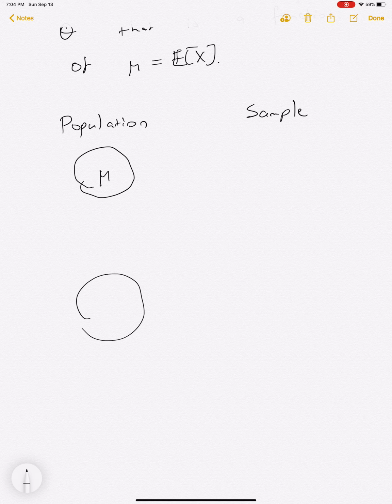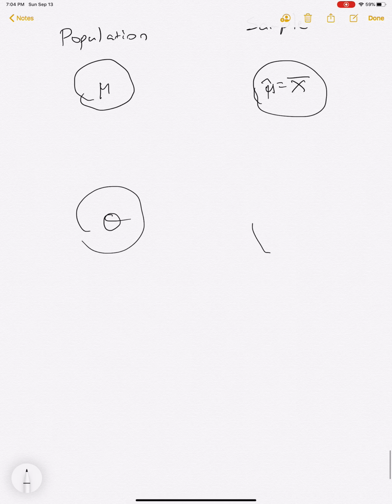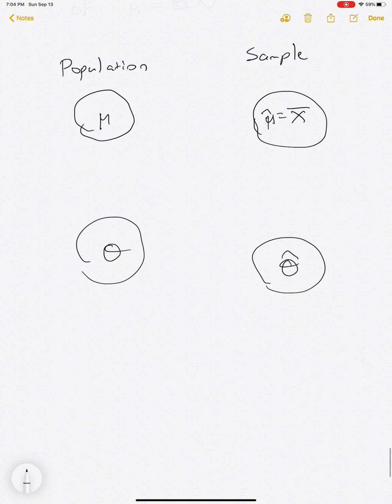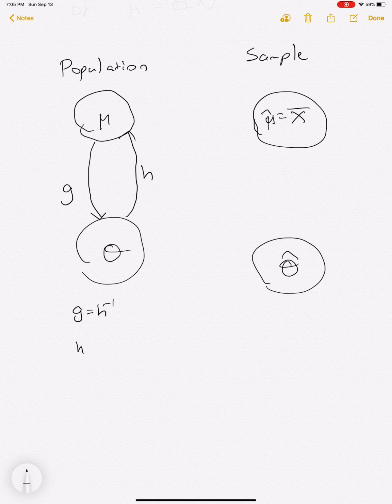Then we have this relationship between mu and theta. And then in the sample, we have mu hat, which is just our x bar, which is our sample average. And then we have our theta hat. Whatever the relationship is, the way we've defined it in the framework here is that theta equals g of mu, and the inverse relationship is h. So we have that g equals h inverse, or h equals g inverse. Then you get exactly the same relationships here. So we have that theta hat here equals g of mu hat.